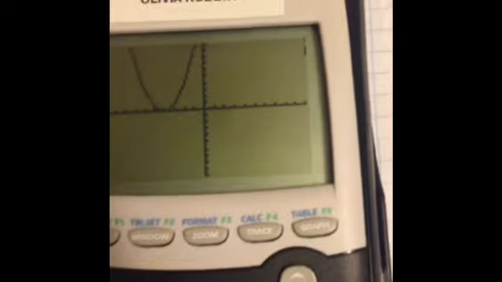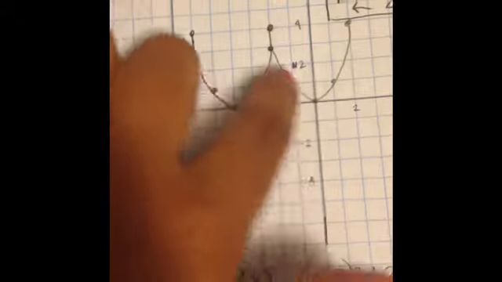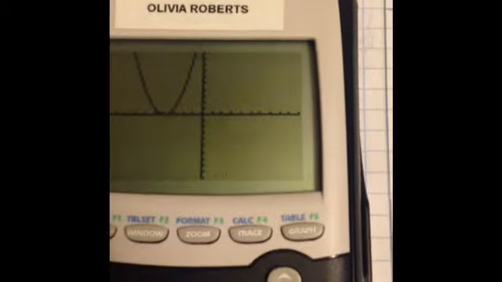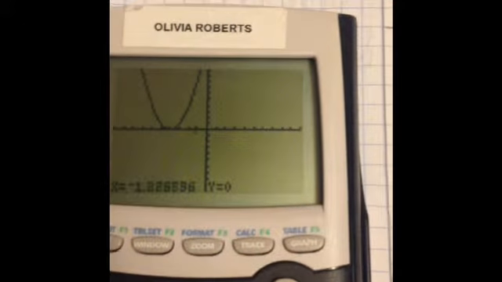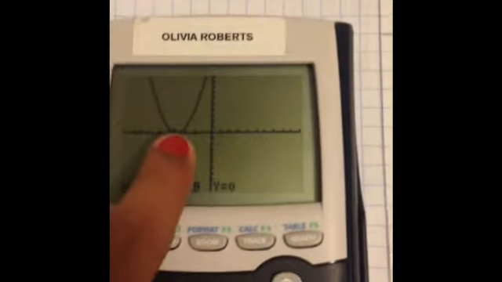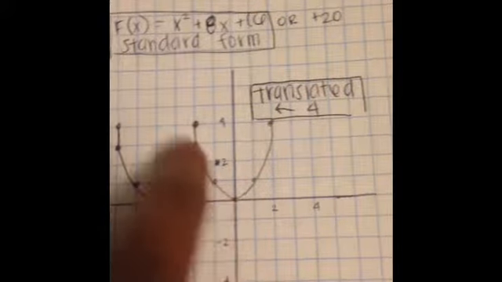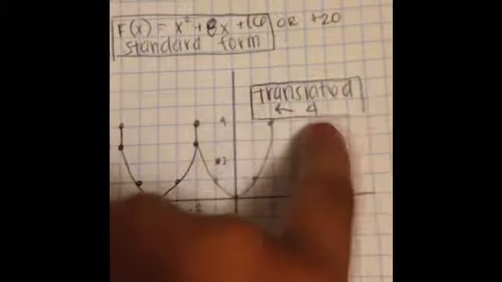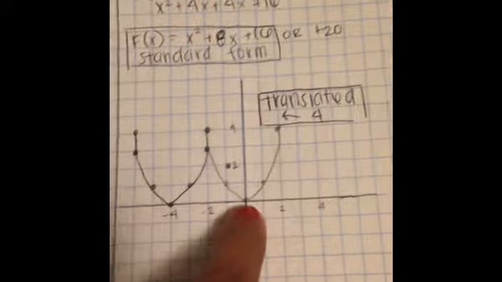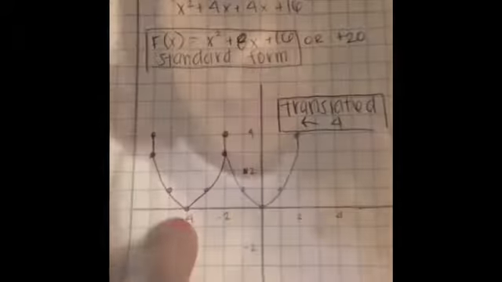So from your origin and then from your graph where it moved over here to -4, you can tell from your calculator how many spaces you moved if you just move your little spider over here, and it'll tell you how many spaces you moved. So in this case, from the origin, we moved 4 spaces, and that means we translated our parabola 4 spaces to the left.